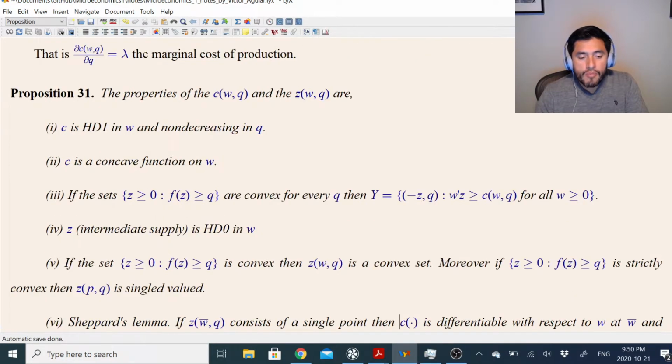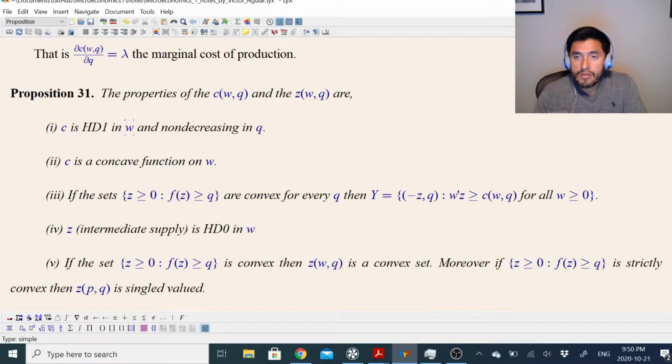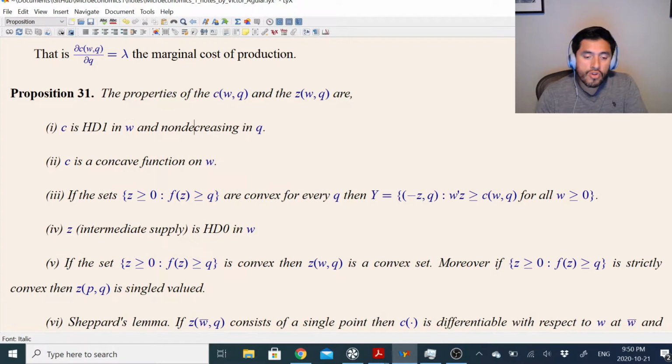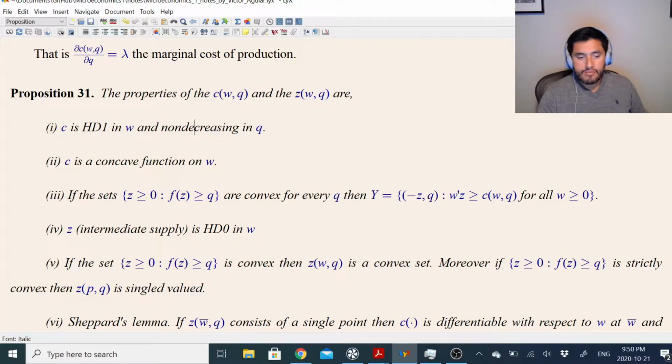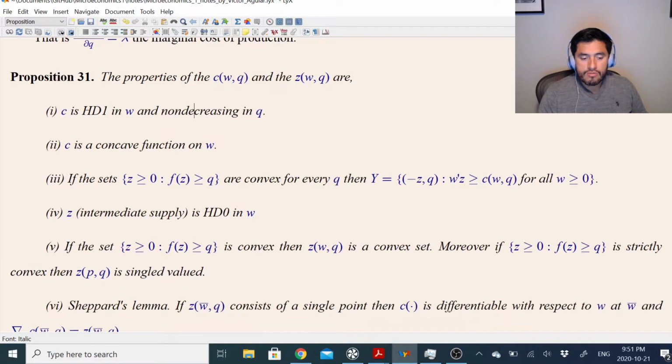Now, what are the properties of this cost function? Turns out that they're the same properties as for the expenditure function that you learned in the previous chapter 3, in the consumer part. So the properties of this function that is a function of W and Q, fixed Q. And now C is homogeneous of degree 1 in the prices of inputs, and non-decreasing in Q. So first you fix Q, and then you see that it is homogeneous of degree 1 in terms of prices of inputs.